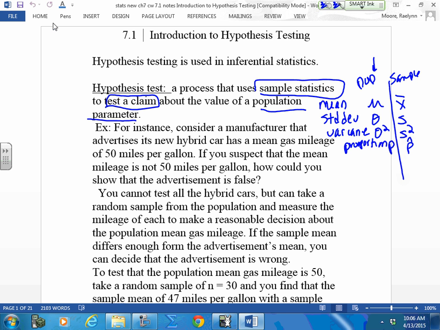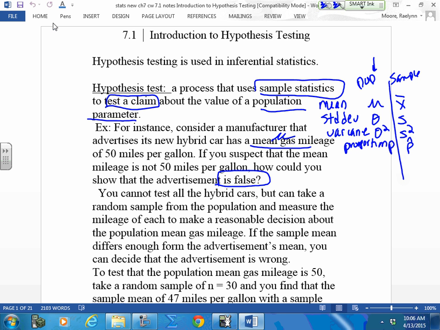So, for instance, consider that a manufacturer advertises that its new hybrid car has a mean gas mileage of 50 miles per gallon. You suspect, since you bought this car, you don't think it's 50 miles per gallon. How could you show that this advertisement is false? Okay. You can't test all the hybrid cars in the population, right? So you therefore find a sample.